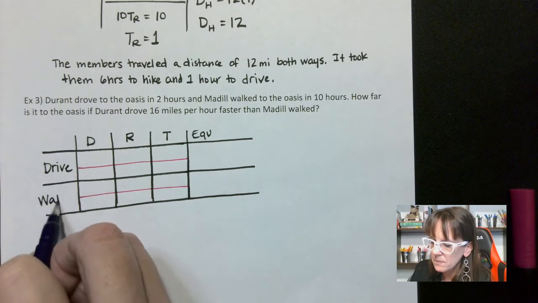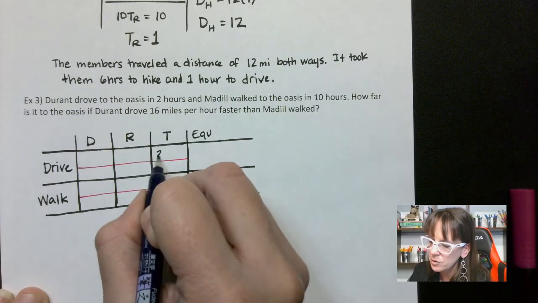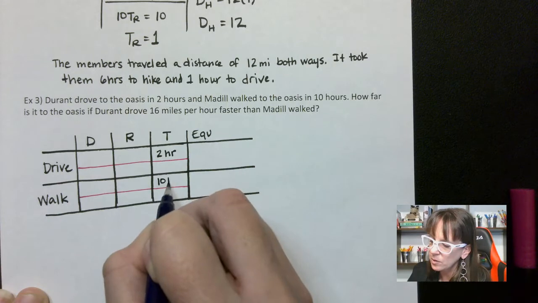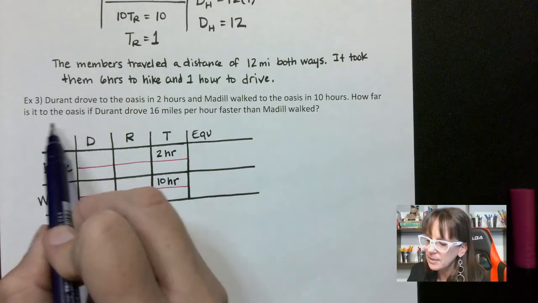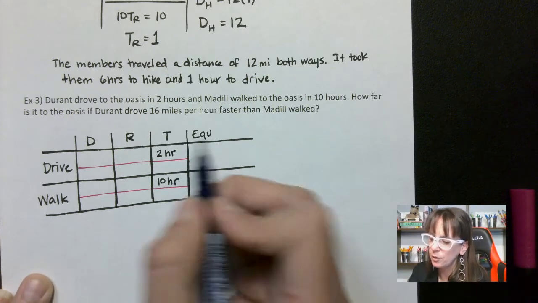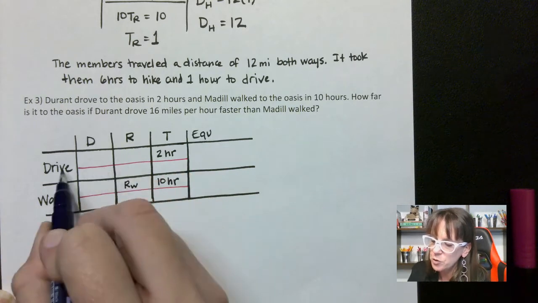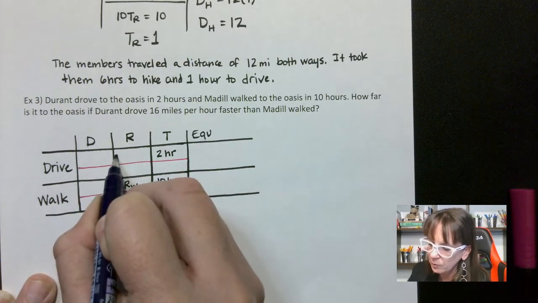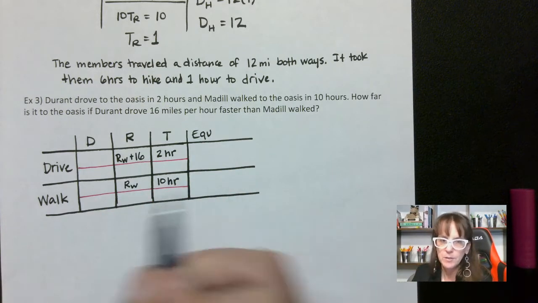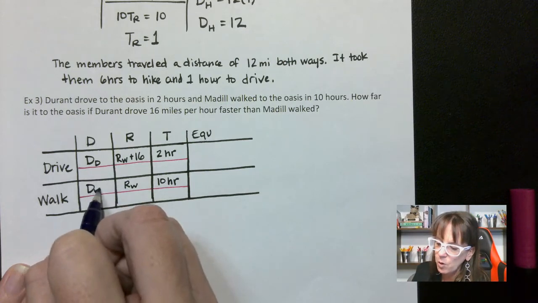All right, so we've got this drive and walk. So Durant drove to the oasis in 2 hours. So the time for Durant was 2 hours. Medill walked to the oasis in 10 hours. How far is it to the oasis if Durant drove 16 miles per hour faster than Medill walked? So whatever the rate was for walking, the rate for driving was the rate for walking plus 16 miles per hour.